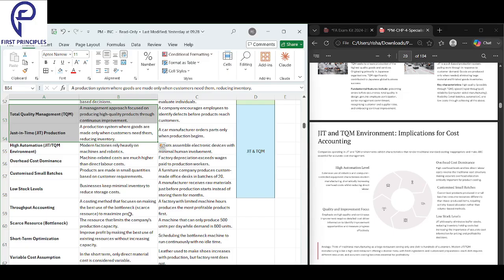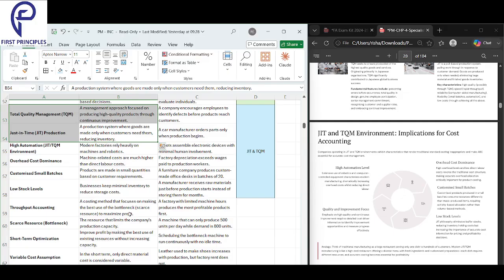Okay, so total quality management and just-in-time production. Total quality management means continuous improvement and making a very high quality product. Just-in-time means goods are made only when customers need them. No ready-made goods, and you are not holding any inventory.